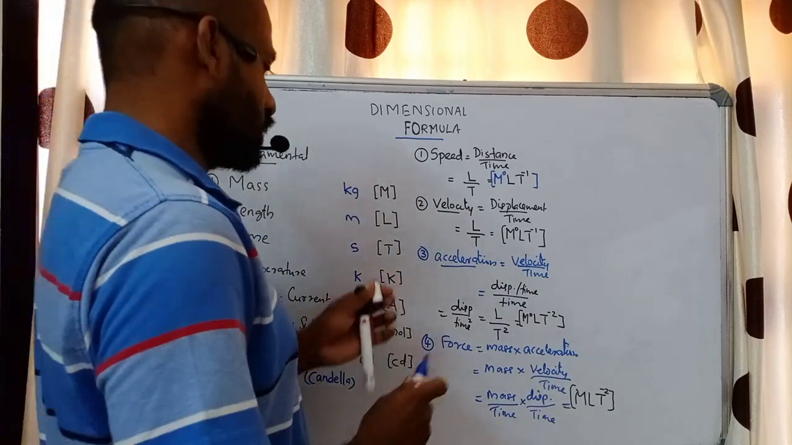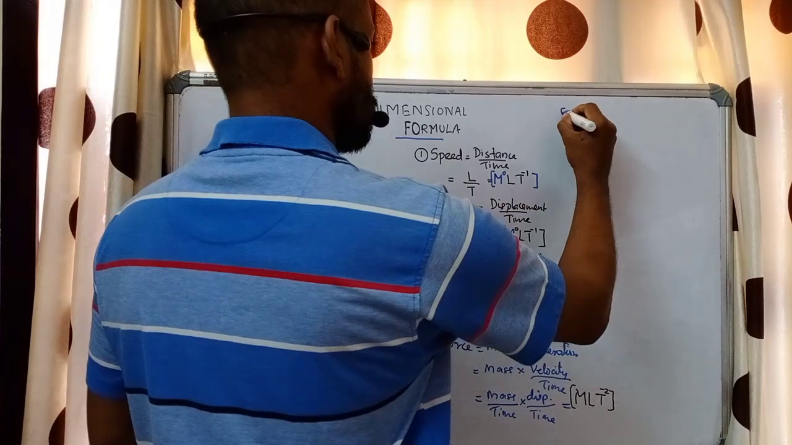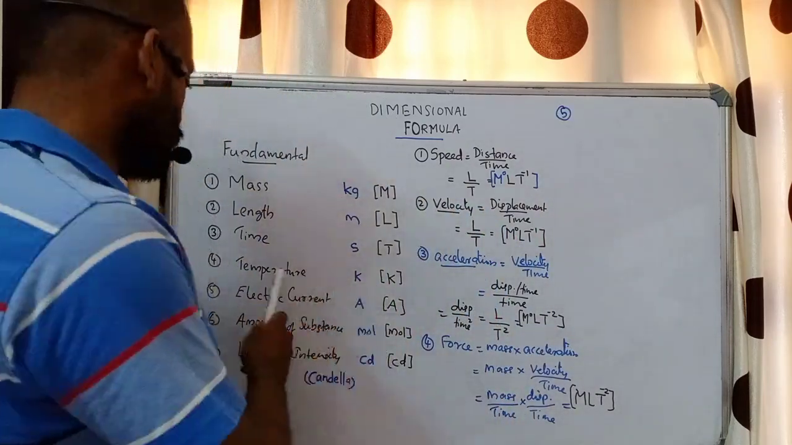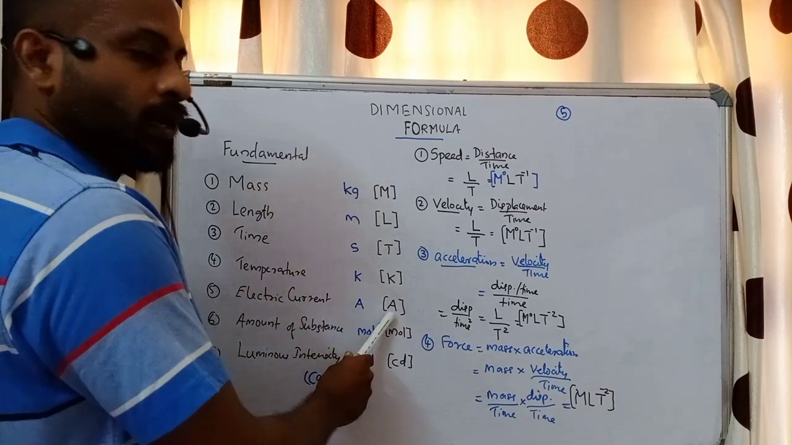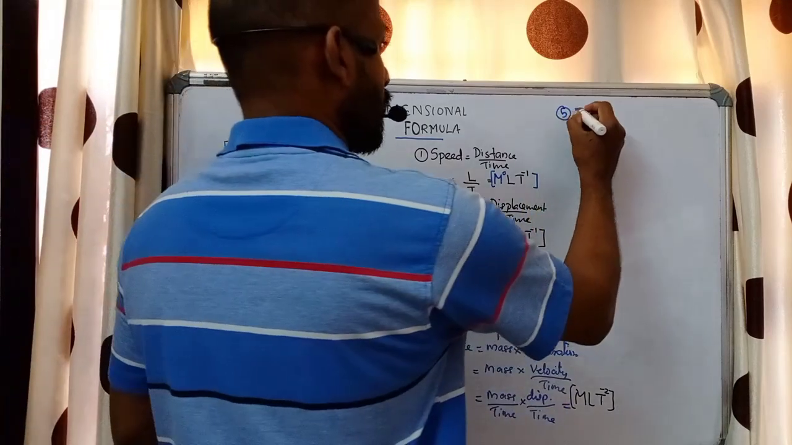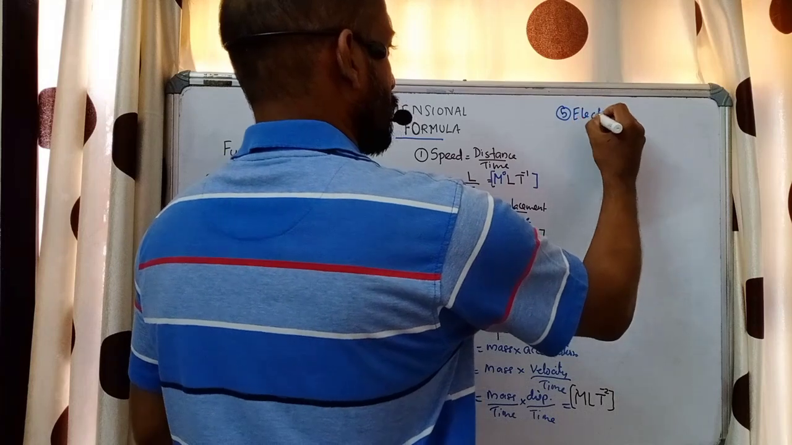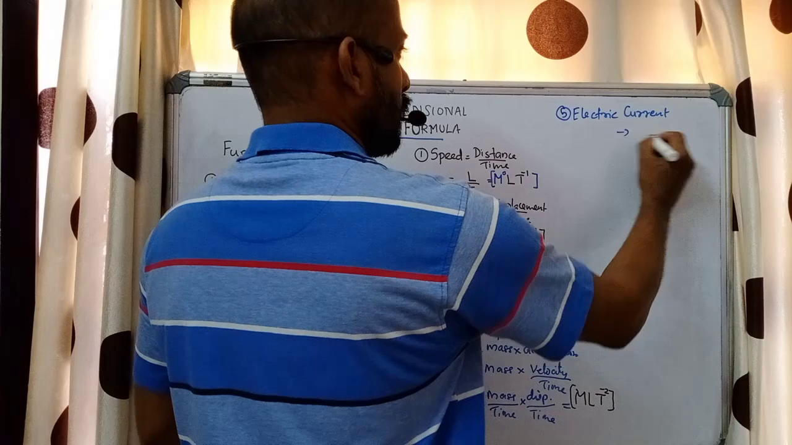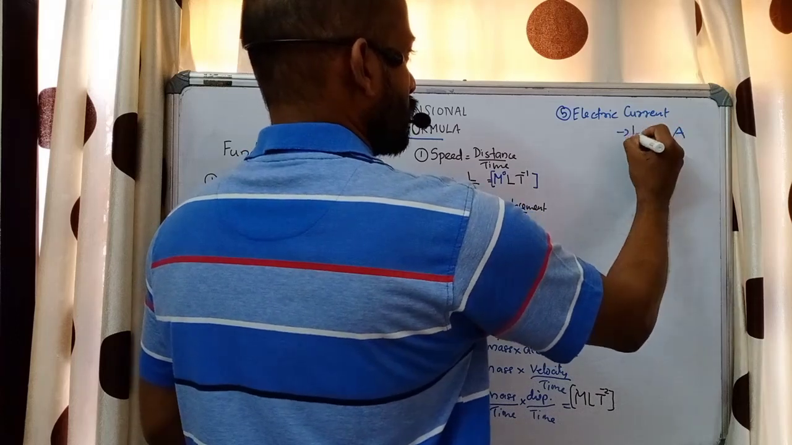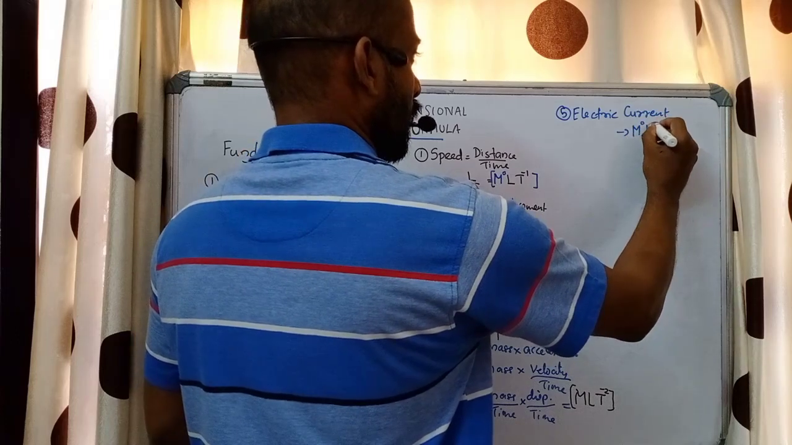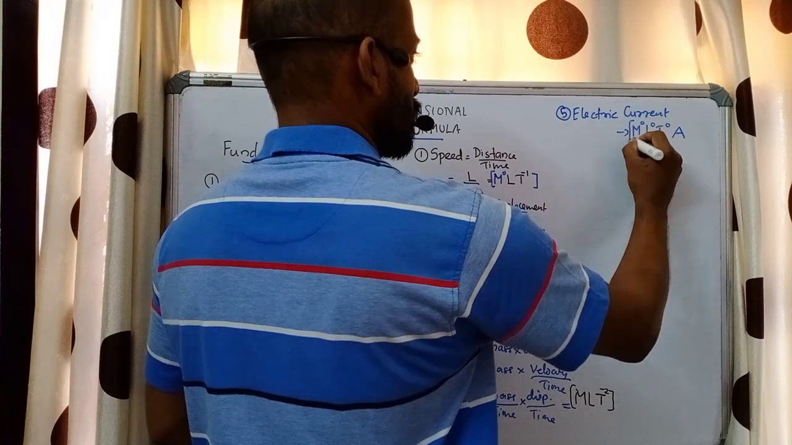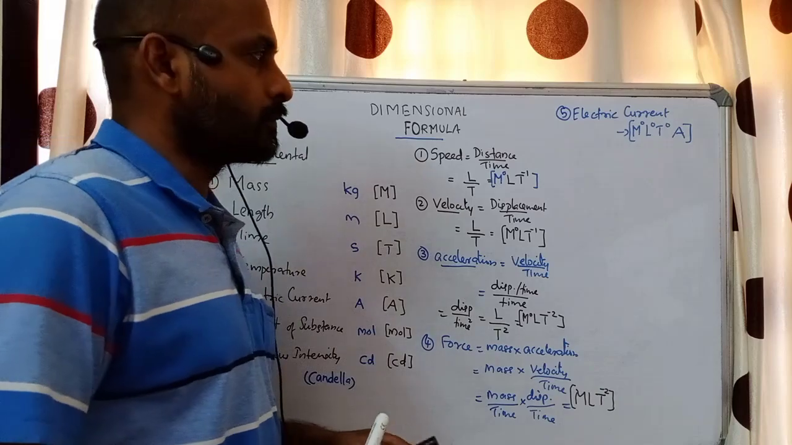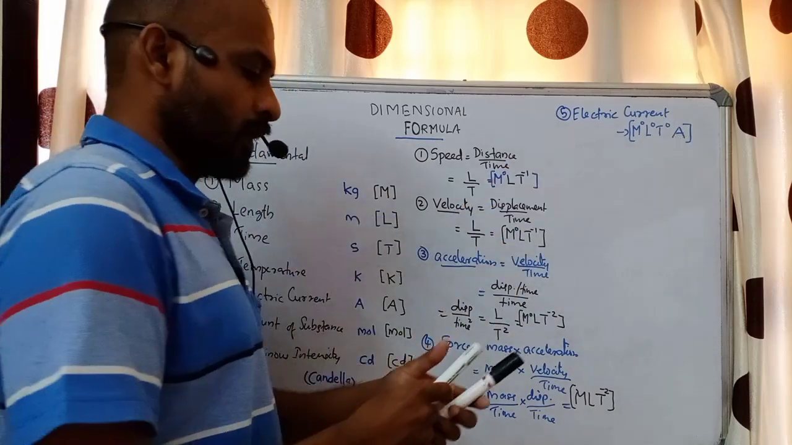Next we can write the dimension formula of electric current. Electric current we directly know. Electric current has the dimension formula capital A. How will the dimension formula be? We have only A. So we have to express M raised to 0, L raised to 0, T raised to 0. The usual procedure is to write the symbols of mass, length and time. So current has this dimension formula.